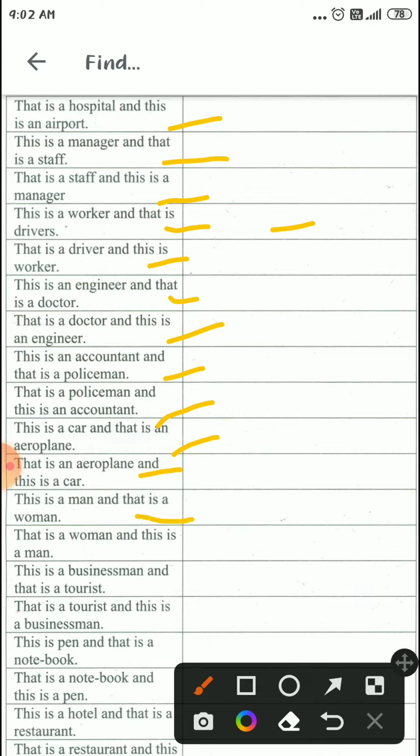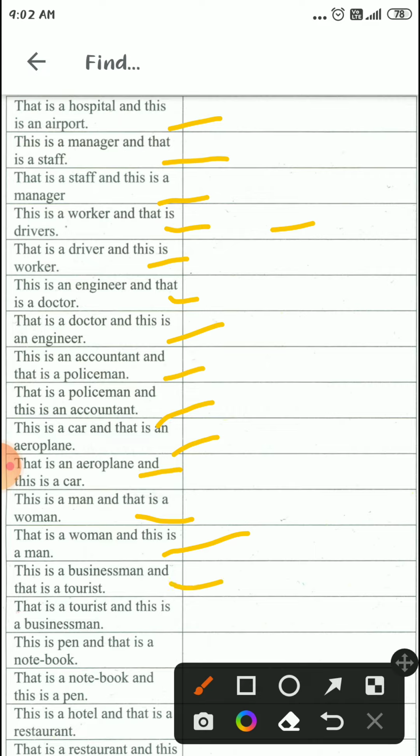This is a man. هذا رجل. And that is a woman. وتلك امرأة. That is a woman. تلك امرأة. And this is a man. وهذا رجل.